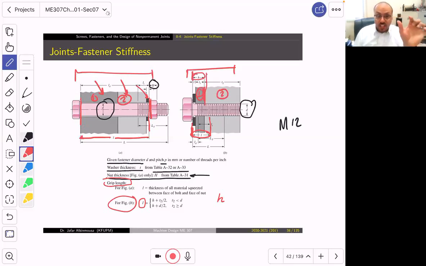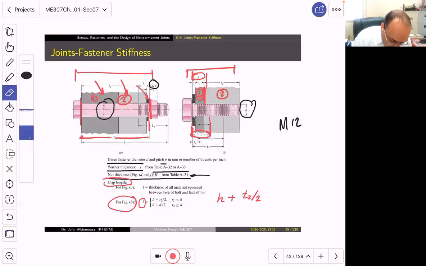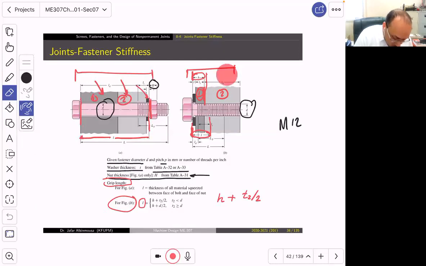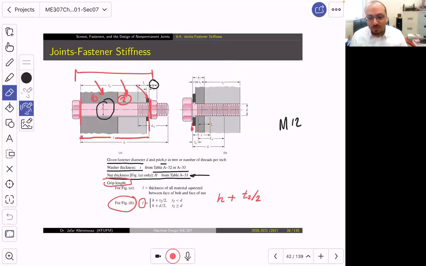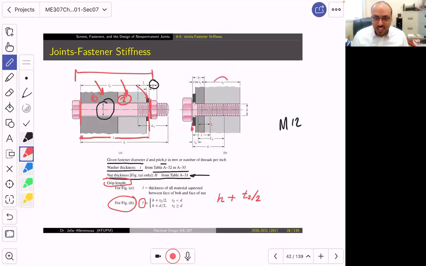So that measure is h plus what? t2 over 2. What is t2? I know it's getting messy, but I'm going to clean it up for you over here. Look, t2 is actually the thickness of the second member. You see that? Plus t2 over 2. This is if t2 is less than the diameter of the bolt.